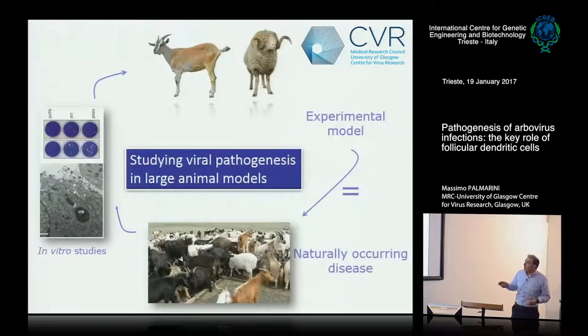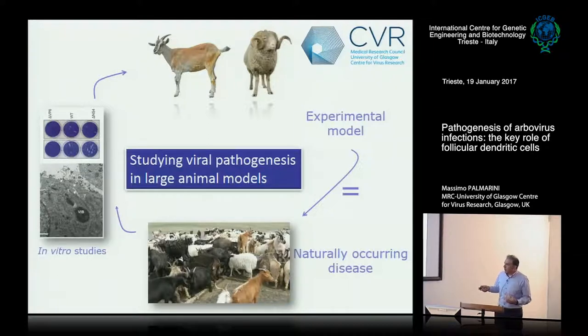So that's why I've been studying for a number of years large animal models, viruses that cause diseases in sheep and in particular in small ruminants. So we can look at naturally occurring diseases and make these observations. Then we can try to study some of these characteristics in vitro.